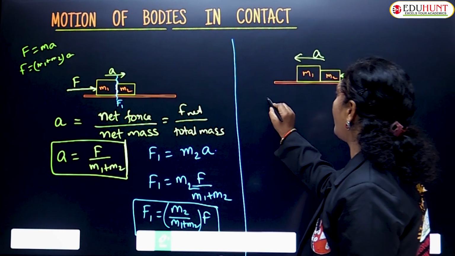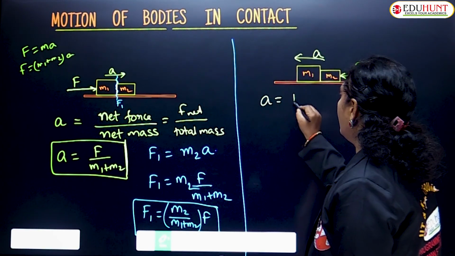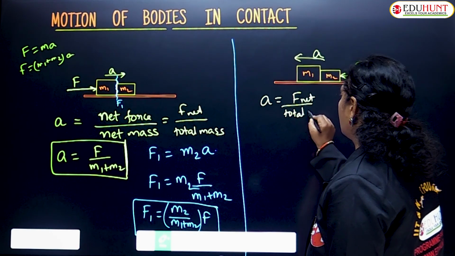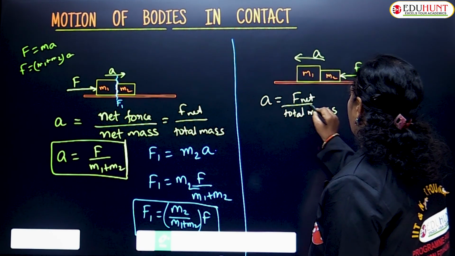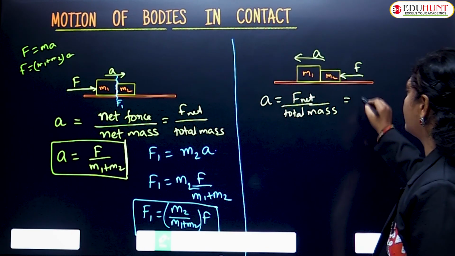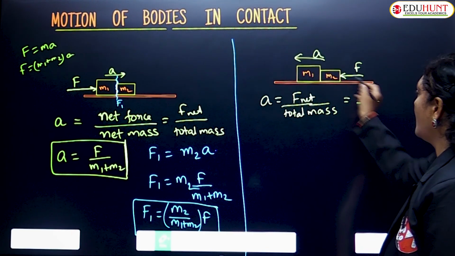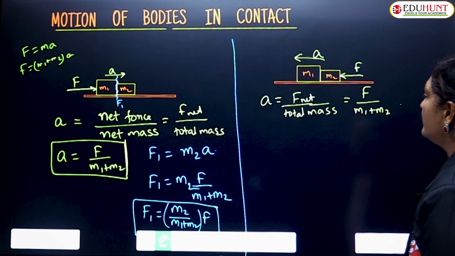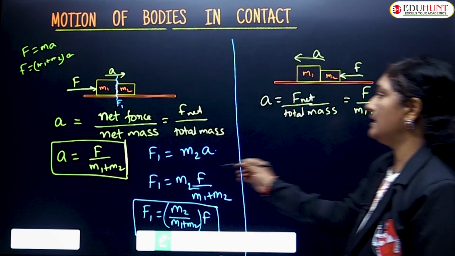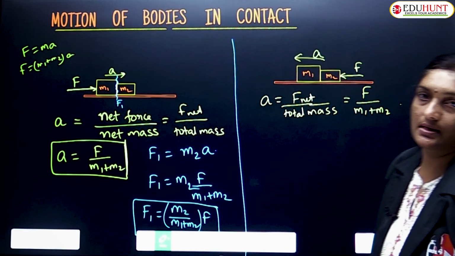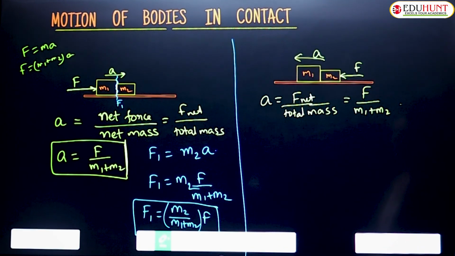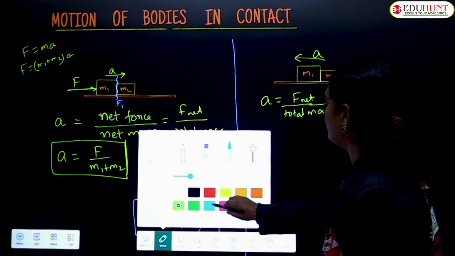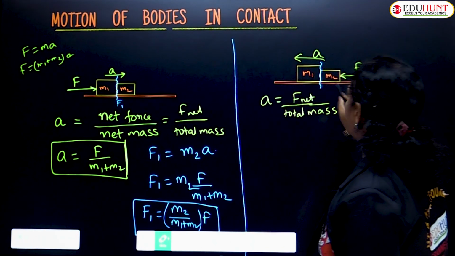And the value of acceleration is found to be net force by total mass. And this is calculated as, what is the net force acting, children? The total force acting is F, and the total mass together is m1 plus m2. Hence, the acceleration of the two blocks is similar to the previous one, that is equal to F by m1 plus m2.